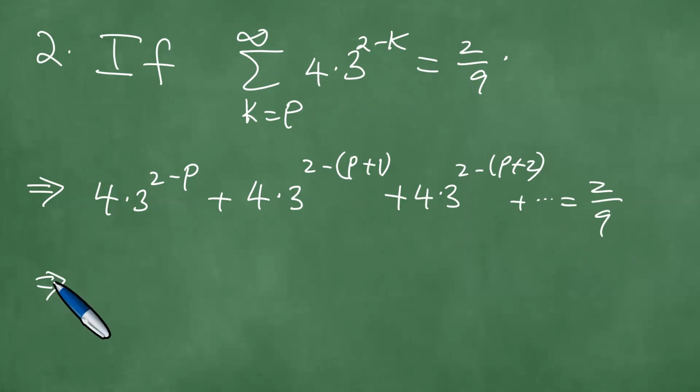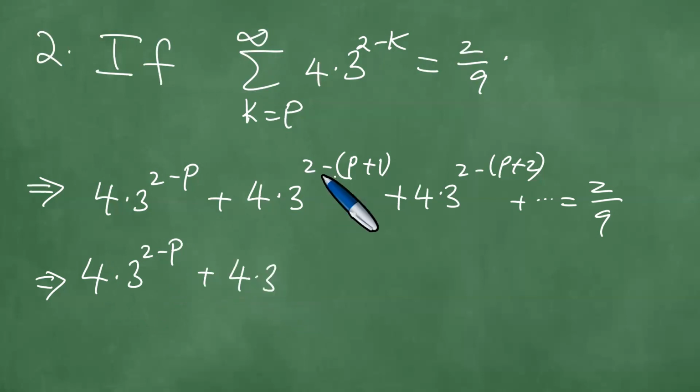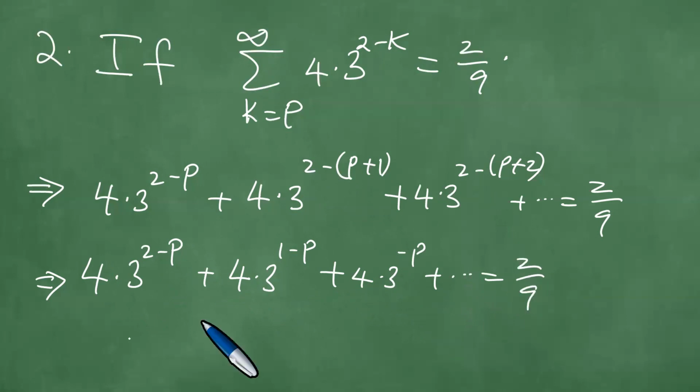So we're going to have the following: 4 times 3 to the power 2 minus p, plus 4 times 3 to the power, here it's 1, so 2 minus 1, which is 1 minus p, plus 4 times 3 to the power minus p, and so on. So this is 2 over 9, like this.